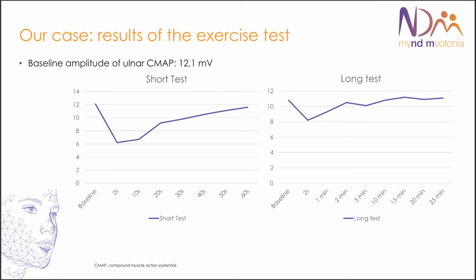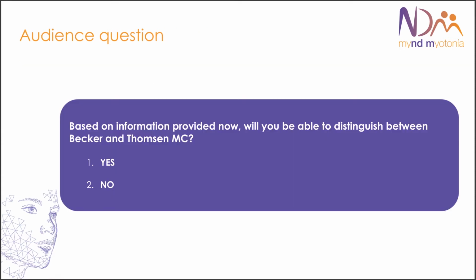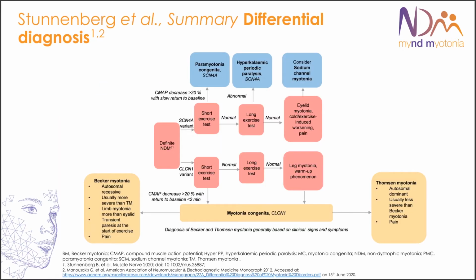So these are the results of our patient test. There was a decrease just after the short exercise test that improved over time, and the long test was almost normal. So based on the information provided now, will you be able to distinguish between Becker and Thomsen myotonia congenita? Yes or no? So the answer is no. There are no differences in the results between one or the other.